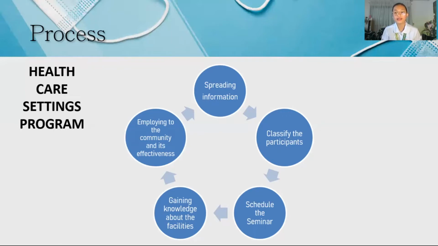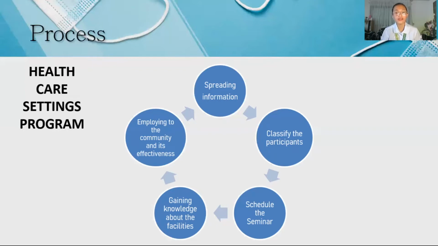The next is to classify the participants. This is where we classify the participants as either young adult or elderly. They should be distinguished so we can talk in an appropriate manner to the audiences. The third step is to schedule the webinar or the seminar. This is where the seminar will be held at the time preferred by the participants. It is also where the students will set the location where the program will be held.